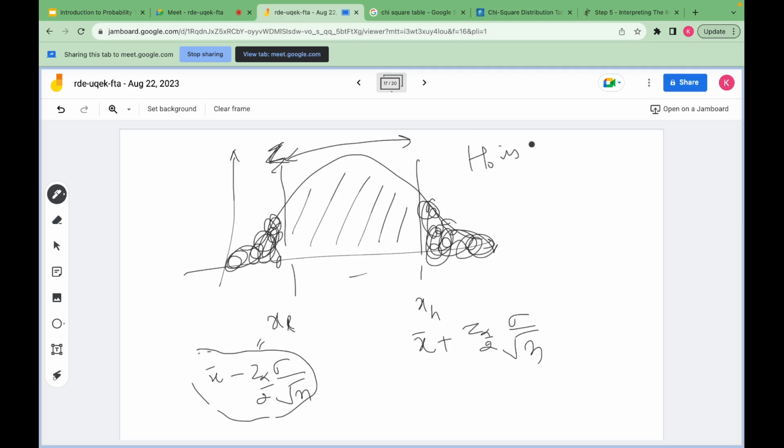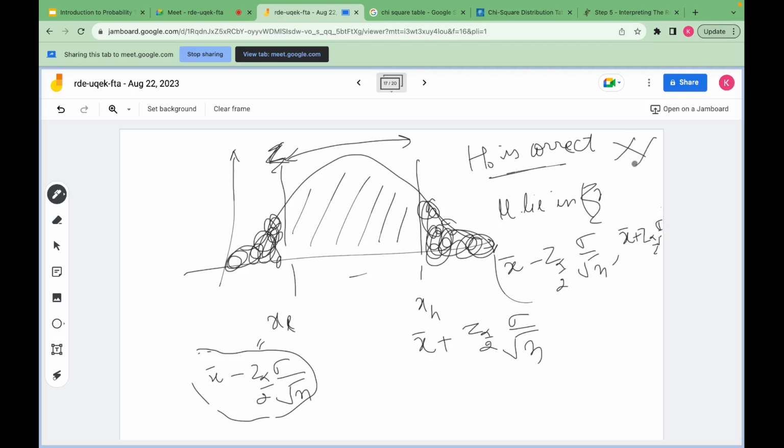So if H0 is correct, then mu will lie in this range: x bar minus z alpha by 2 sigma upon root n, comma, x bar plus z alpha by 2 sigma by root n. It will lie in this range. But if H0 is not correct, then this mu value will not lie in this range. Okay, so now how will we test these hypotheses?